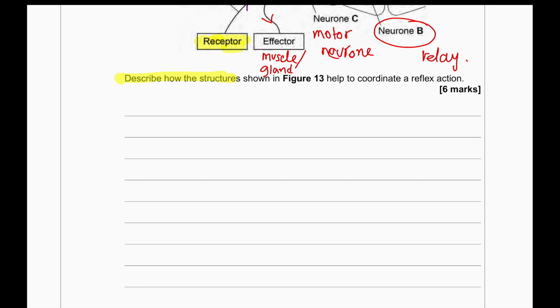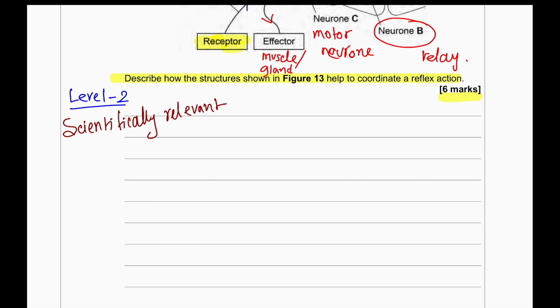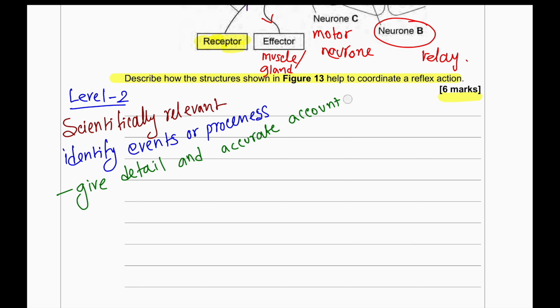Describe how the structure shown in figure 13 helps to coordinate a reflex action. Now, since we have a 6 marker here, definitely this requires a level 2 answer. To get level 2, it must be scientifically relevant. We need to identify the events and the processes that occur and give details with an accurate account. So if we can do that, then we will get 6 marks. So how can we write the answer?